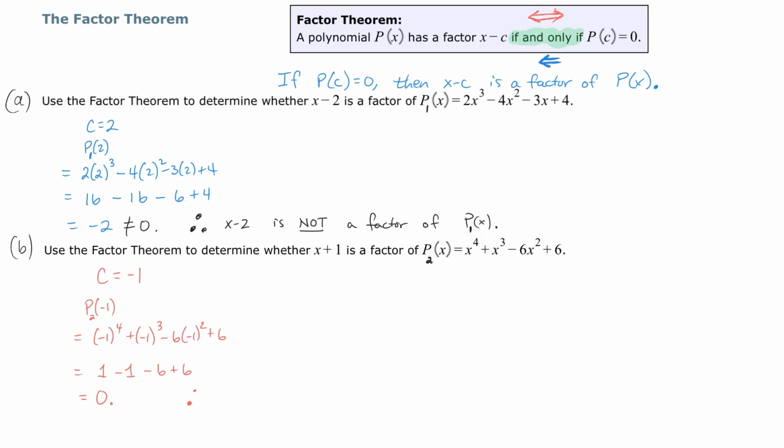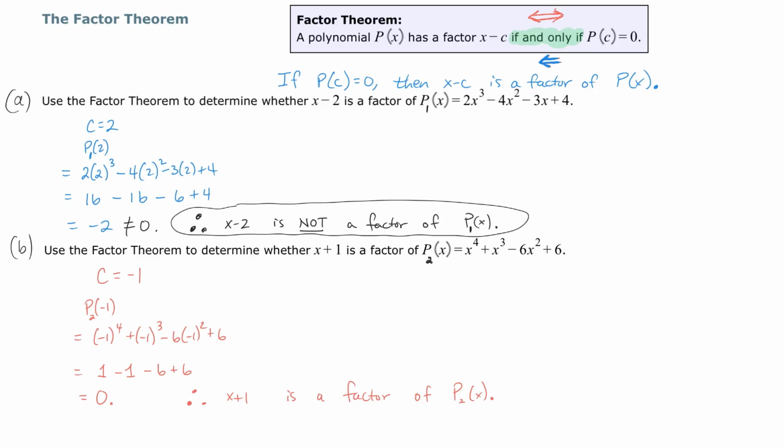What's our conclusion? Therefore, the factor x plus 1, well, I should say, the quantity x plus 1 is a factor of P sub 2 of x. Let's circle our final answers. More importantly, you should be able to state the factor theorem by memory and show your work. Your work is just as important. You're really demonstrating procedures here and not just answers.